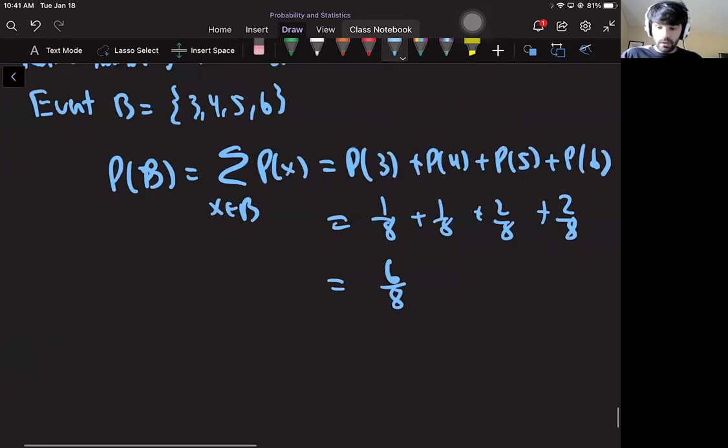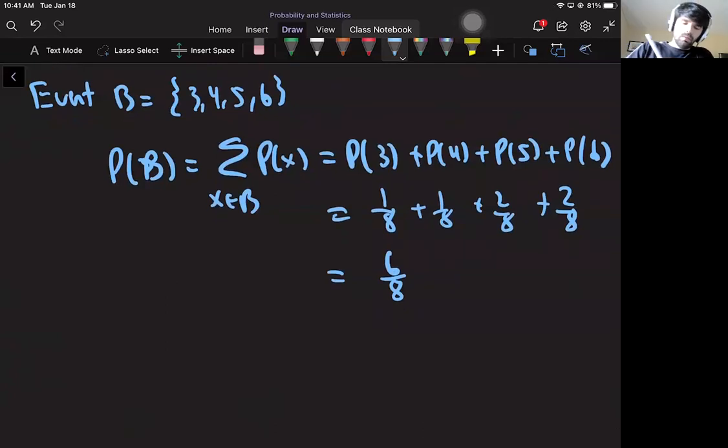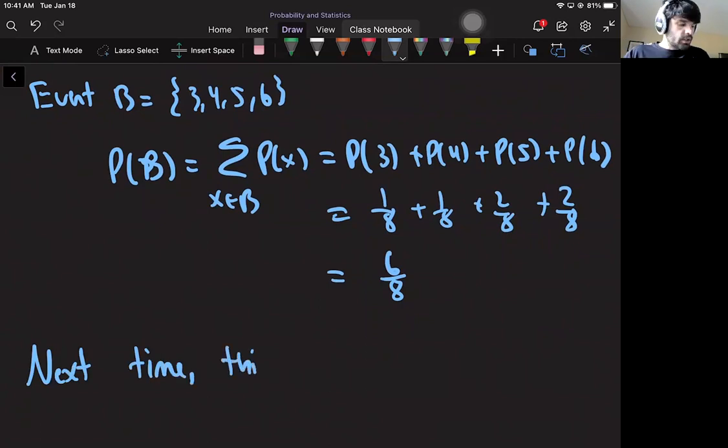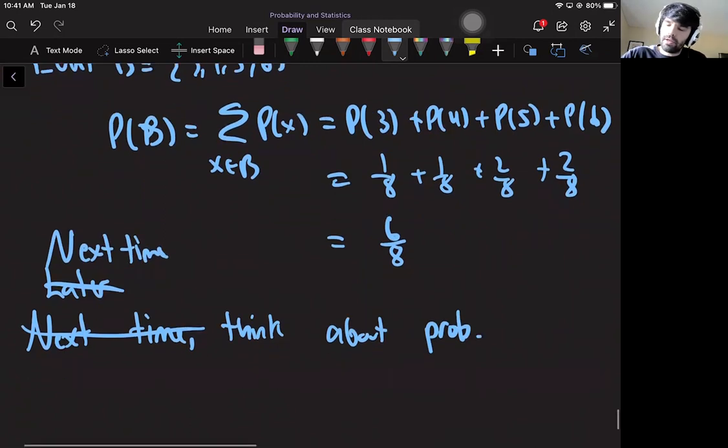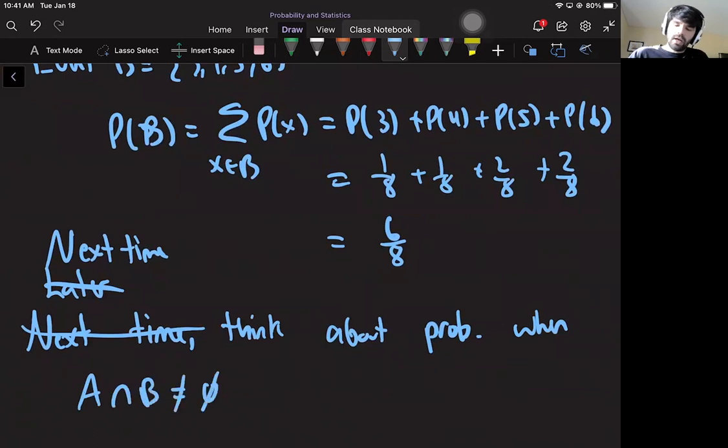So next time, we want to think about when things are not disjoint. Actually, that's going to be in 2 lectures from now. So let me just say later. Well, maybe we'll do a little bit on the next lecture too. You know, I'm going to commit next time, actually. Okay, next time we'll think about probability when there is something in common. So this is not the empty set. Outcomes in common.